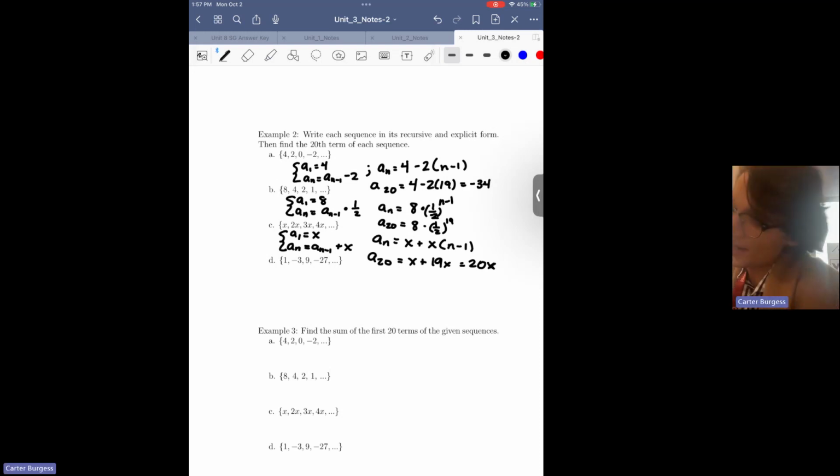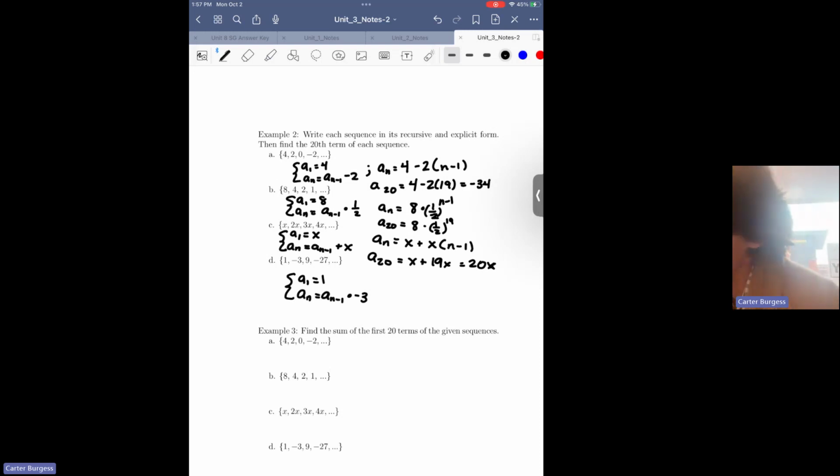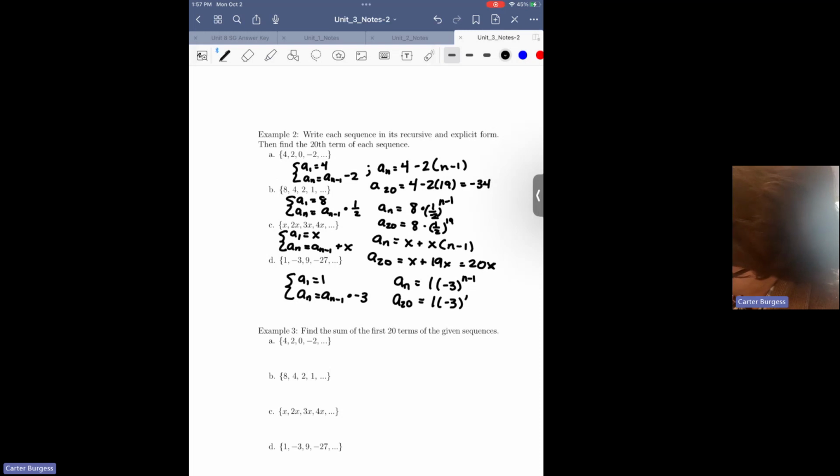All right, one last one. Where do I start? How do I move? Start at 1, and how do I move? Multiply by -3, so a sub n minus 1 times -3. So in this case, a sub n equals, starting at 1, what am I doing to 1? Multiplying by -3, and how many times am I going to do it? N minus 1 times, which for a sub 20 is going to be 1 times -3 to the 19, which is like 1.1 something billion. But also, this is perfectly fine. I would be more than happy to take this.